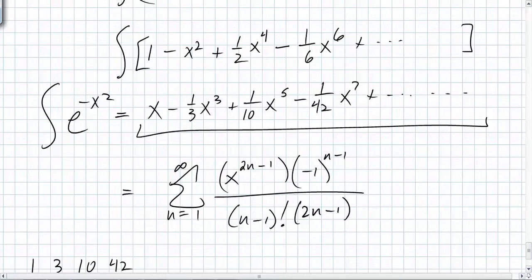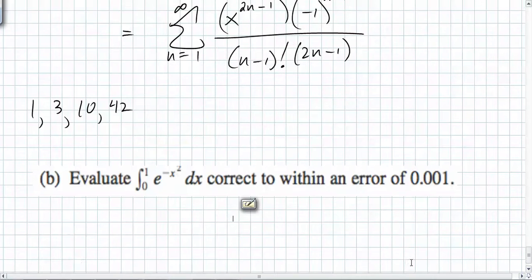Does that work? Let's just go to 42. What's 4 minus 1? 3. What's 3 factorial? 6. What's 2 times 4? 8 minus 1, 7. 7 times 6? 42! Yay! We got it! Sweet. So there they will ask you about error.